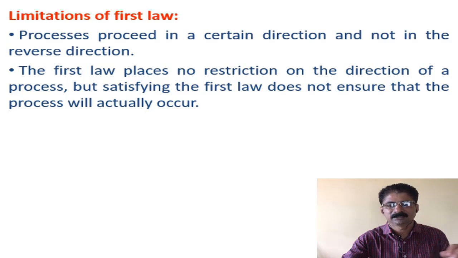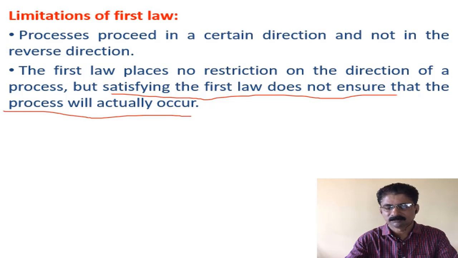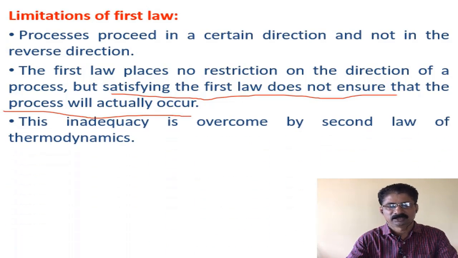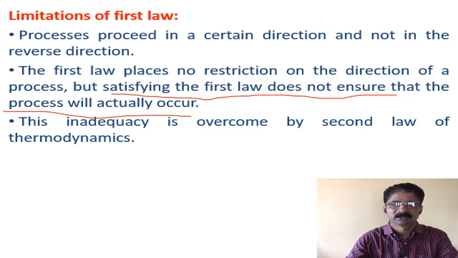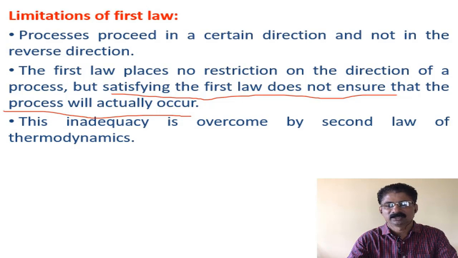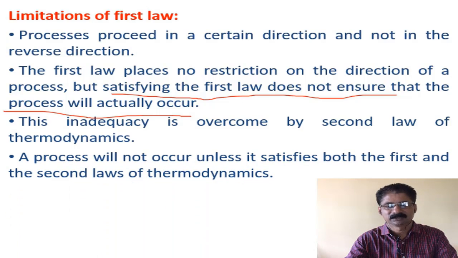That means that if you just satisfy the first law, you cannot conclude that the process is taking place. It's a very, very important point to be noted. This inadequacy is overcome by the second law of thermodynamics. The restriction for a process to actually occur is provided by the second law. A process will not occur unless it satisfies both the first law and the second law of thermodynamics.